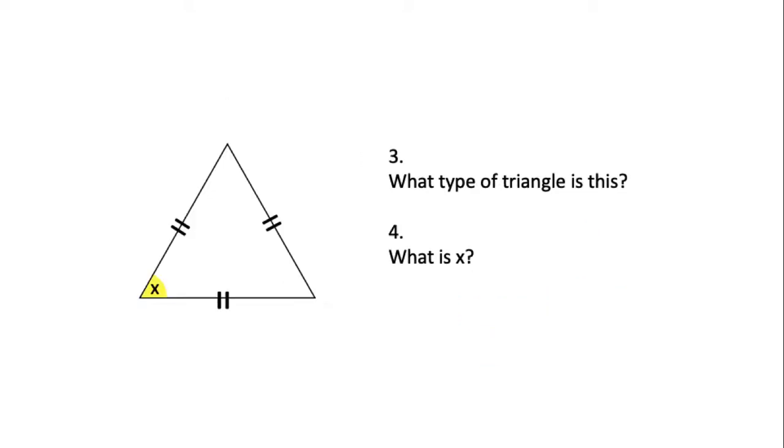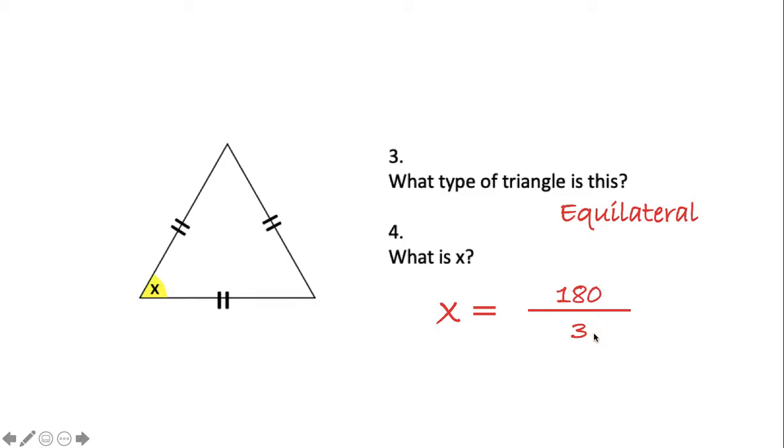Moving on. What type of triangle is this? Okay, well it's got three little markers on there telling you that the three sides are all equal, and therefore it's an equilateral triangle. And then of course all the three angles are equal in an equilateral triangle as well. 180 divided by 3 is 60.